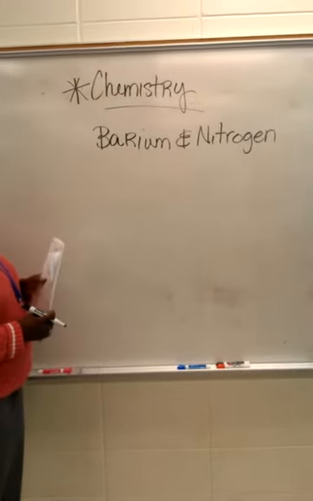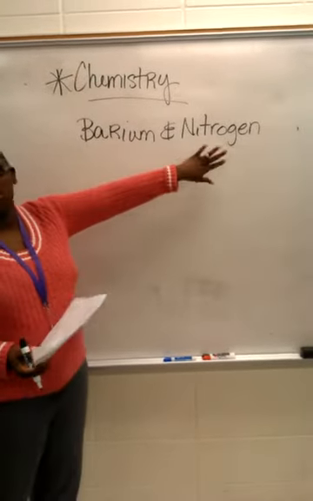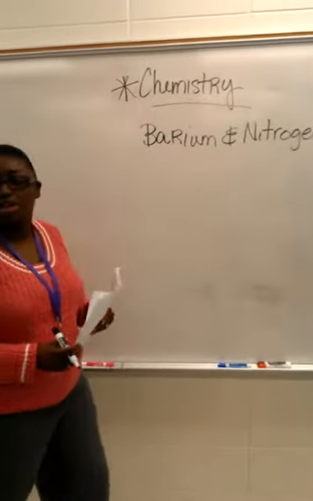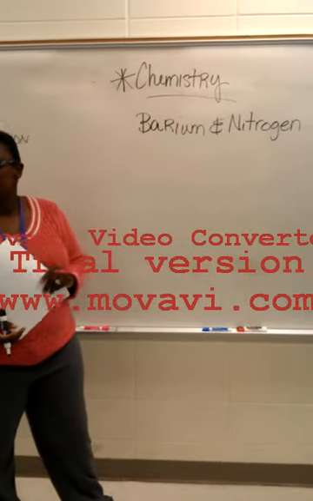So the first thing we need to do is find out what is the symbol for barium and what is the symbol for nitrogen, okay? We look at our periodic table. We know barium is in what group?